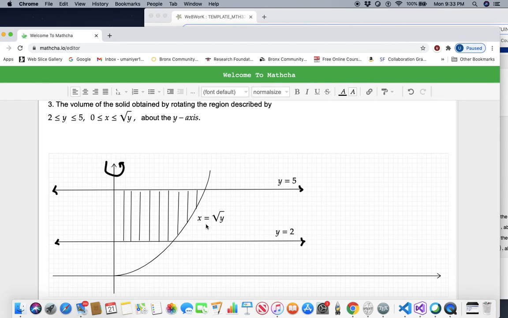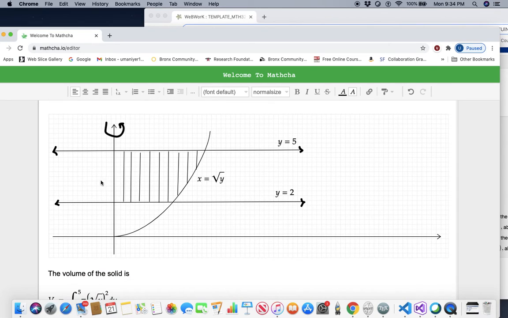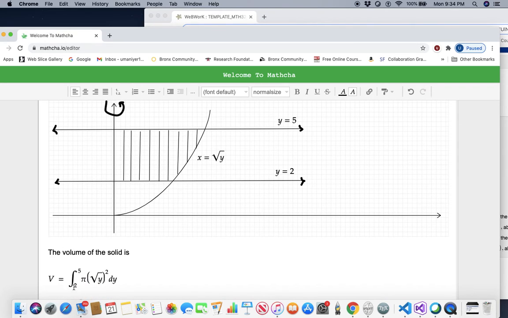Why does it look like that? Notice you may think of it as y equals x squared, and that's the same curve. So you're looking at the region between y equals 2 and y equals 5, x equals 0 and x equals square root y. You want to take this and rotate it about the y-axis. Because it rotates about the y-axis, your cross sections are going to be horizontal, and your limits are 2 to 5.